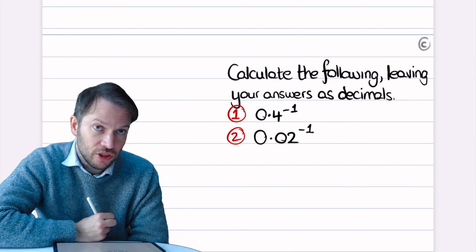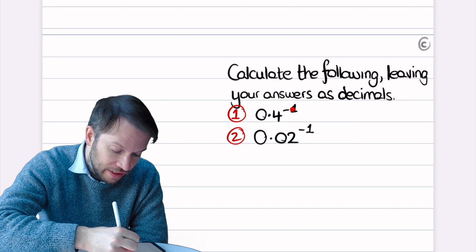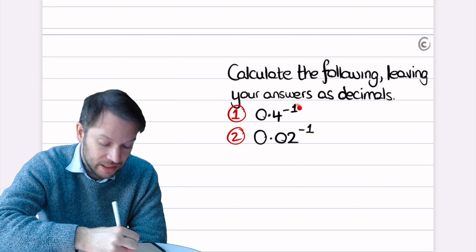Hi, in this video we're going to do decimals to a negative power. And by negative power I just mean this index here is a negative number.